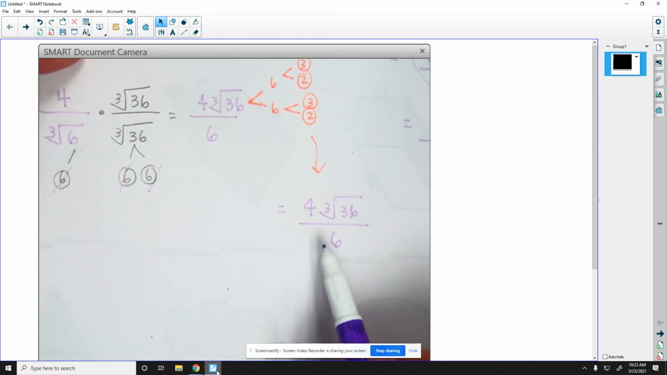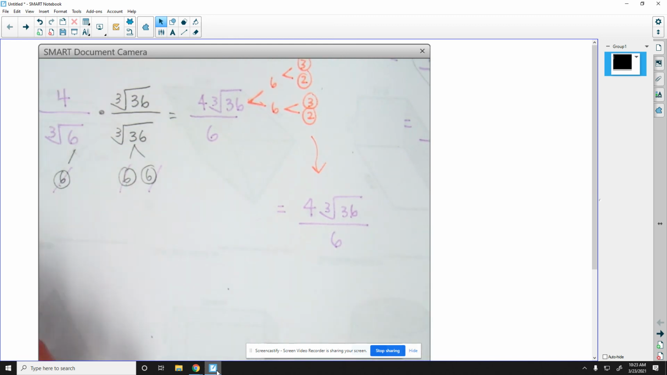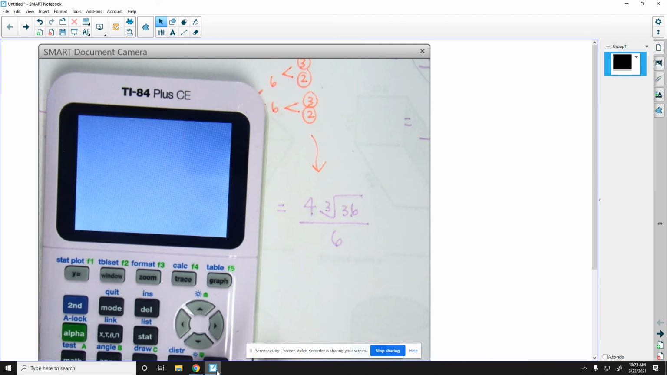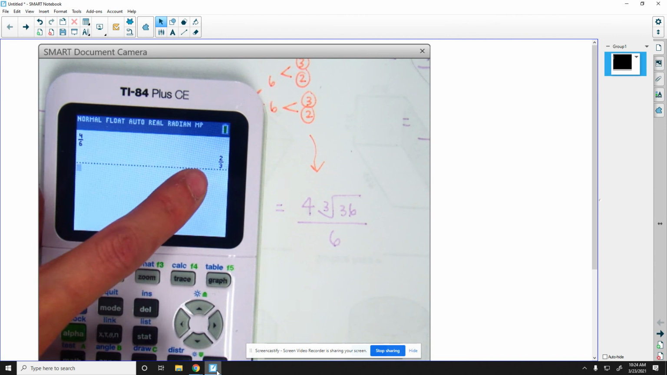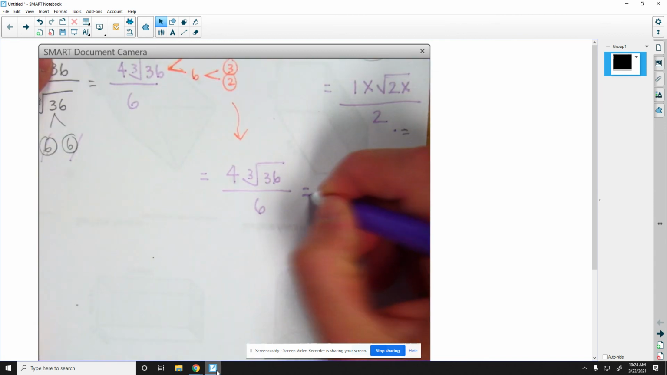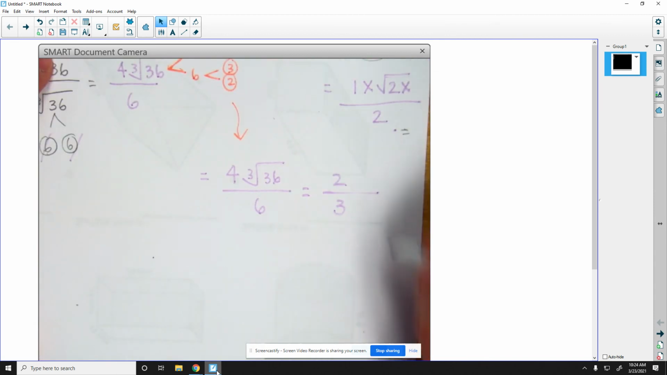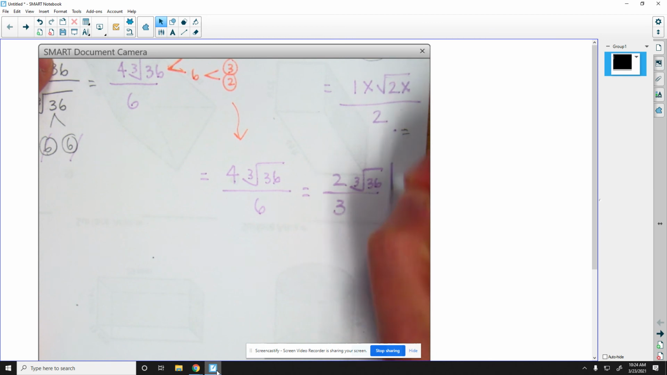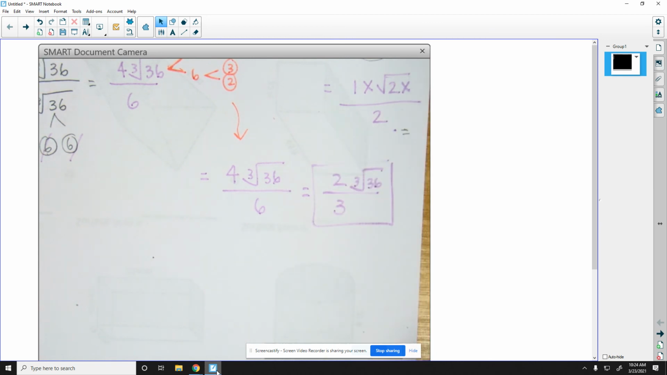Do you think I'm done? No, because what can I simplify? The whole numbers, 4 over 6. 4 over 6 simplifies to 2/3. So this is 2/3, and then I still have the cube root of 36. Okay, I know that was weird. I'm just going to do 2 more with you, and then I promise we're done for the day, okay?